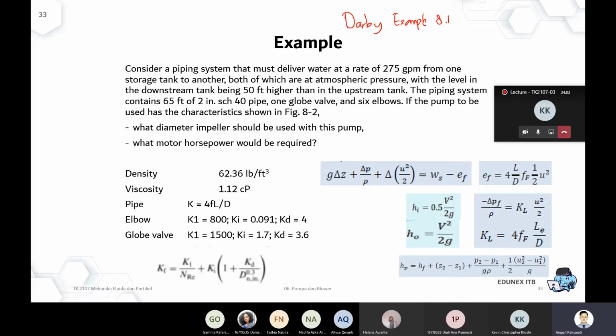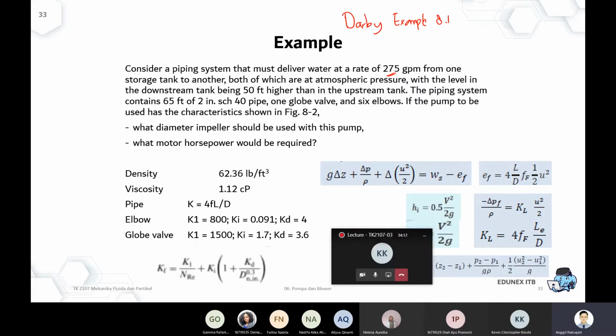So we know that the requirement is a flow rate of 275 GPM. Because this is already given in the handbook, I will not calculate the number manually, so you can read from the book. But the important thing is we understand the step by step of the calculation. So that's the flow rate, the volumetric flow rate. You can express it as V or even Q, for example. GPM is gallons per minute.